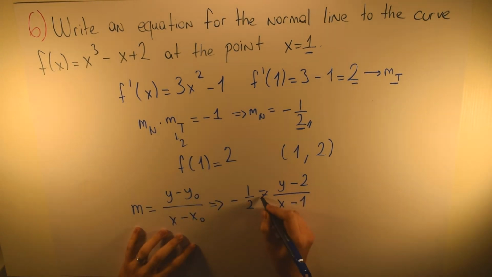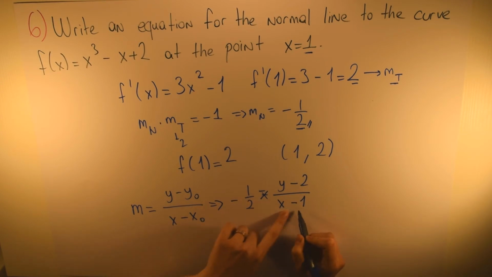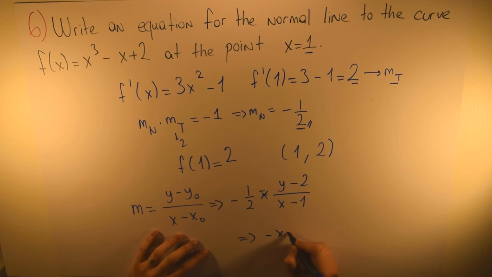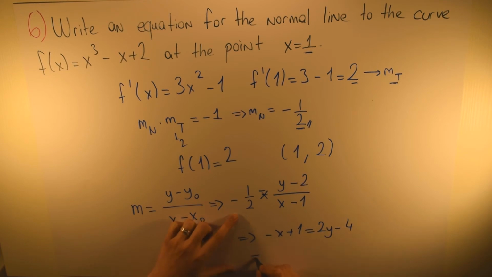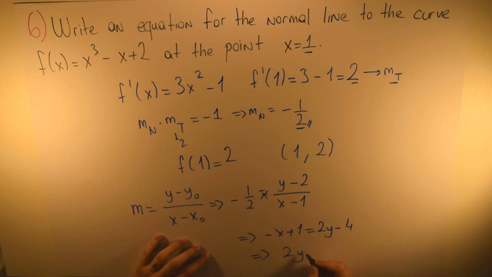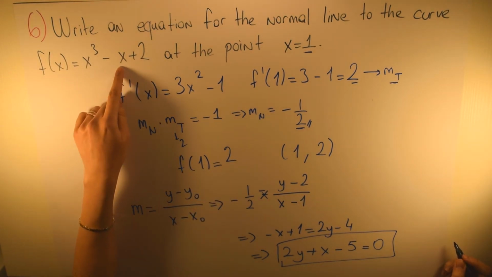From here we will do cross multiplication. Let's multiply this minus sign with this one. So it will be minus x plus 1 is equal to 2y minus 4. So from here, it will be 2y. Let's put this x to the other side. It will be plus x. So this y, minus 4 plus 1, will become minus 1, and it will be minus 5, which is equal to 0. So this is the equation for the normal line to the curve f of x, x to the power of 3 minus x plus 2.